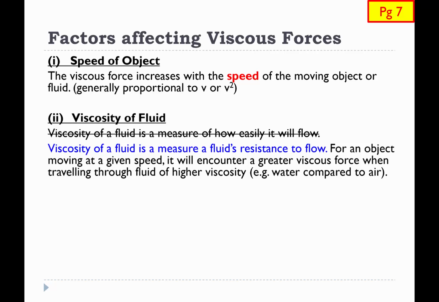The reason I want to change it this way is that I personally feel that if you read it this way, it gives you the natural inclination to think that higher viscosity refers to a higher resistance to flow. So an object moving at a given speed will encounter a greater viscous force when traveling through a fluid of higher viscosity. For example, an object moving at the same speed in water will definitely experience a greater resistance than the object moving through air.